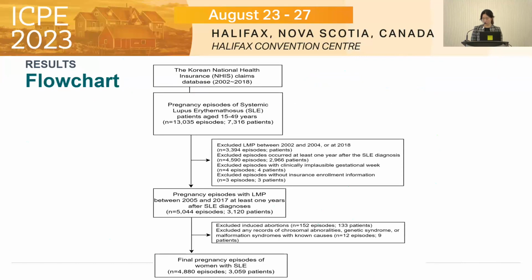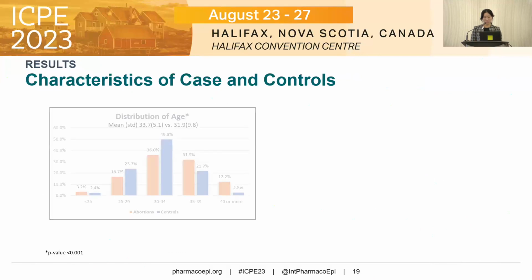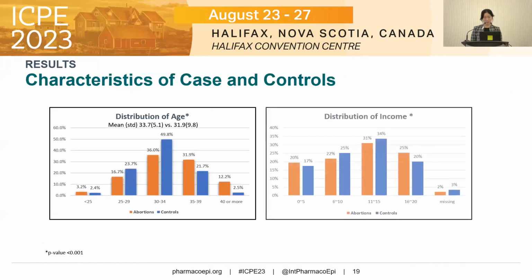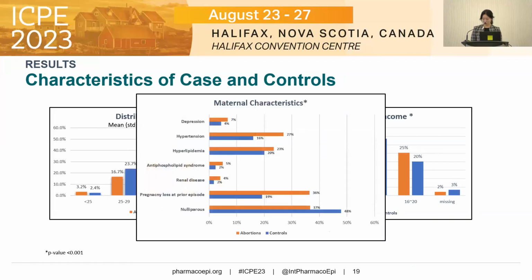After inclusion and exclusion criteria, we ended up with 4,880 pregnancy episodes from 3,059 patients. At baseline, as expected, the average age was higher in abortion outcomes than in controls, and patients with abortion had a higher prevalence of depression, hypertension, hyperlipidemia, antiphospholipid syndrome, and others. Among the abortions, a lower proportion of first-time pregnancy episodes was observed.